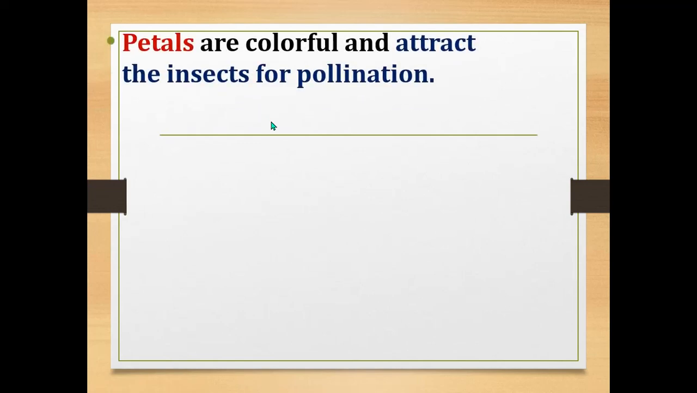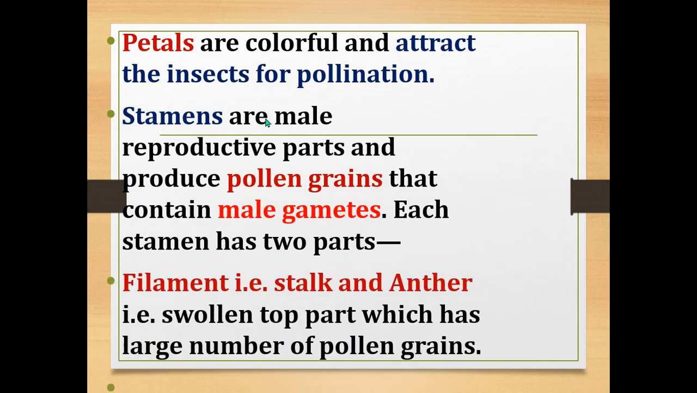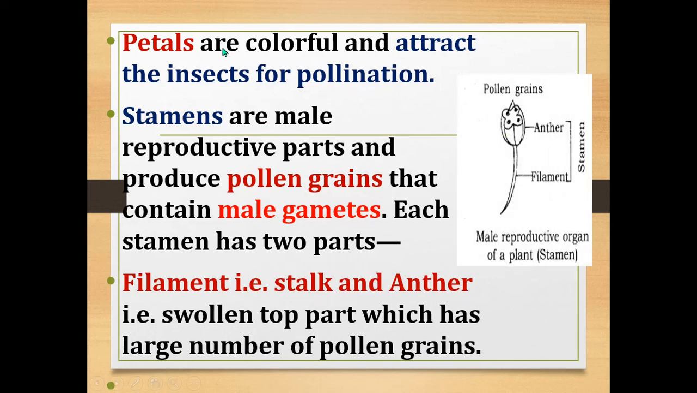Now let's see briefly. Petals are colorful and attract the insects for pollination. You know, petals of flowers are colorful, which will attract insects for pollination. Stamens are the male reproductive part. Here you can see in the picture, they produce pollen grains. These pollen grains consist of male gametes.